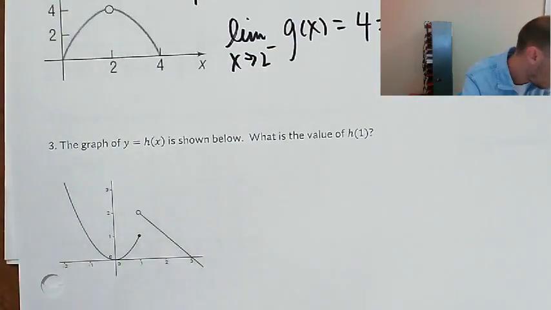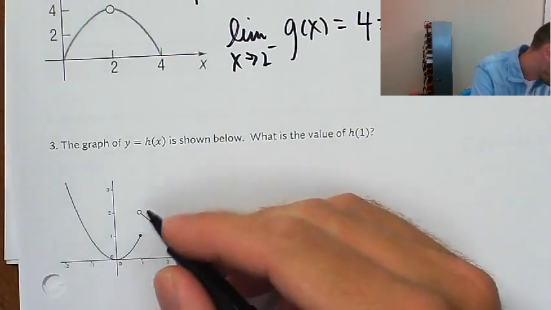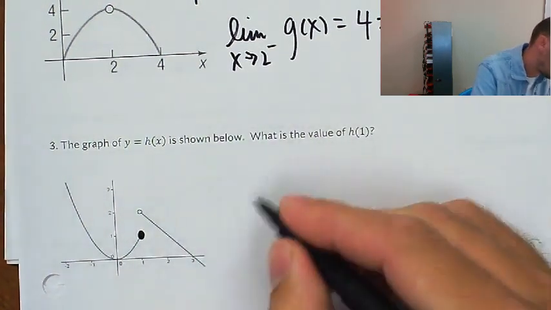Graph of y equals h of x shown here. What's the value of h of 1? h of 1 is going to be where the filled in circle is. That's going to be 1.